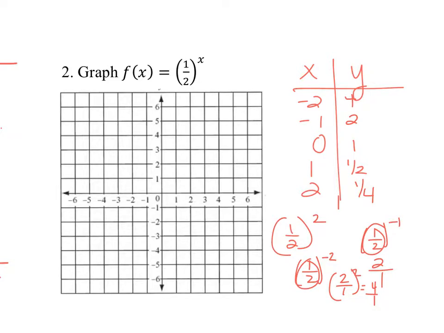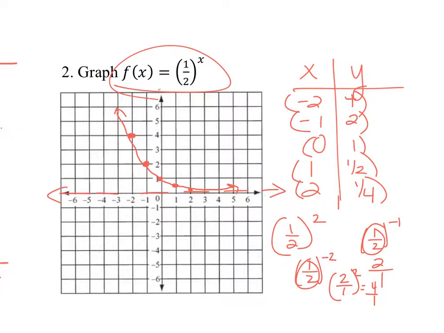I have -2, 4 as one ordered pair. I have -1, 2, it's another ordered pair. I have 0, 1. I have 1, 1/2. And I have 2, 1/4. So again, notice it looks like it's approaching 0. And I'm going to go ahead and draw my function. If I look at this equation, is this equation exponential growth or exponential decay? Well, it's exponential decay because b is less than 1.